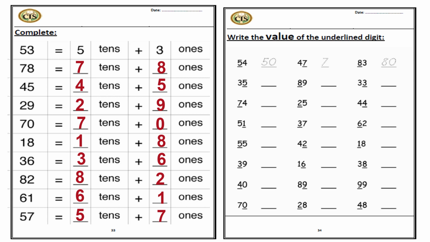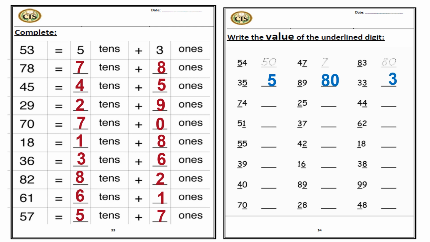Okay, here in page 34, write the value of the underlined digit. The value means that if the number is tens, I will write it with 1 0. If the number is ones, I don't write any 0. Here, I have 54, I will write 5 with 1 0. 47, he underlined 7, 7 without any 0. 83, 8 with 1 0 because it stands here. 5, 5 ones, so 5 with no 0.